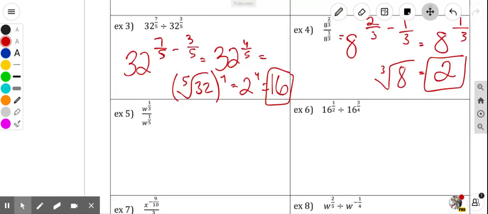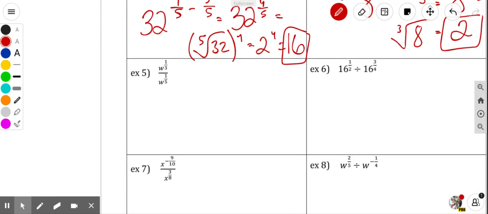Okay, a couple more examples. Okay, so the last 4 examples do not have a common denominator. So before you can subtract the exponents, you have to make them have a common denominator.